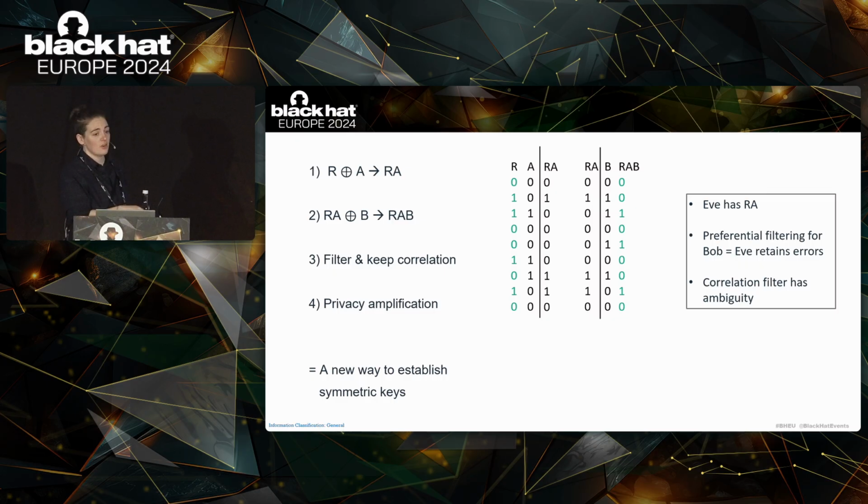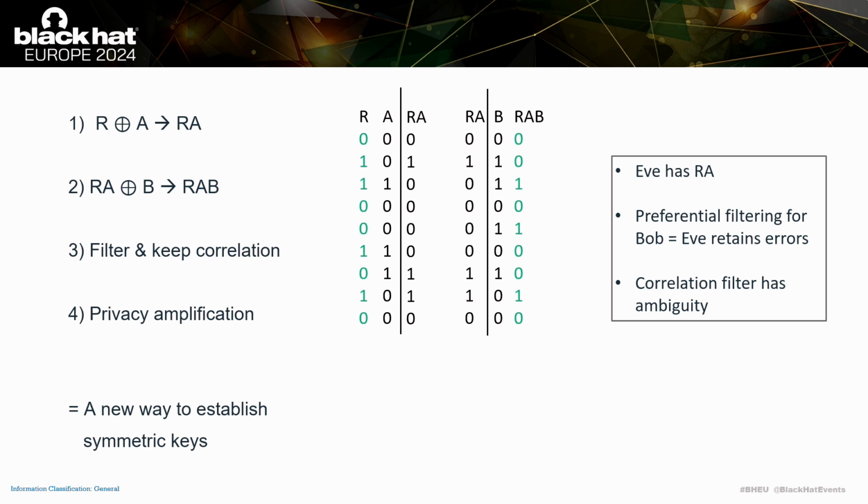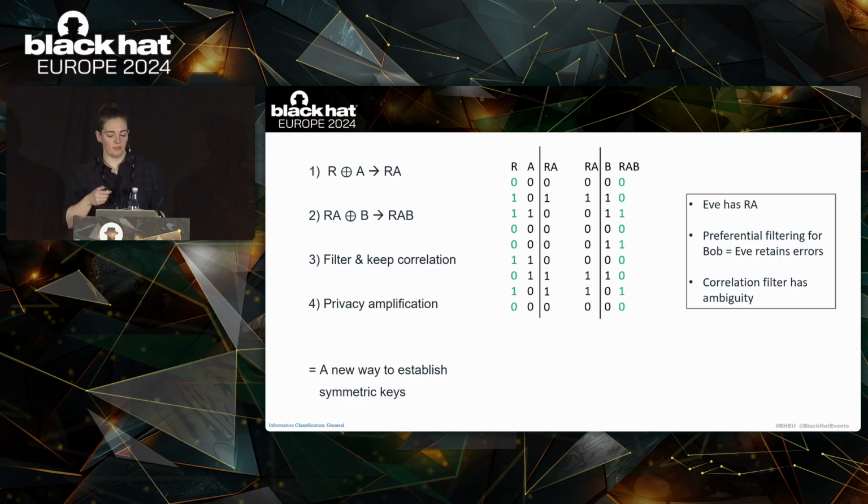Alice obscures that with some noise, and she sends it over. Bob takes that. He also adds his own noise to that to create his own independently correlated set. Then they filter and keep the correlations. And for Eve, she gets the copy RA, and she retains some errors because of this preferential filtering with Bob.